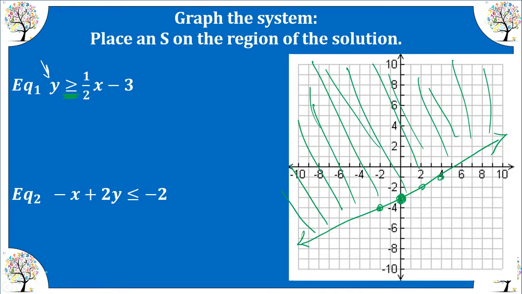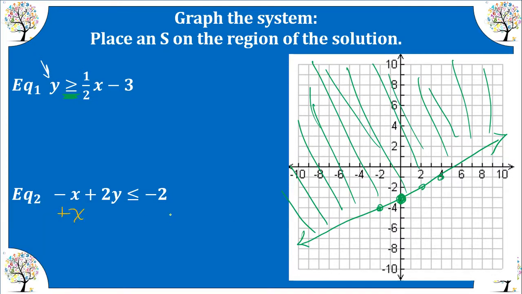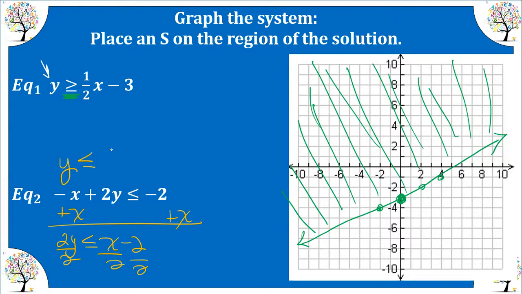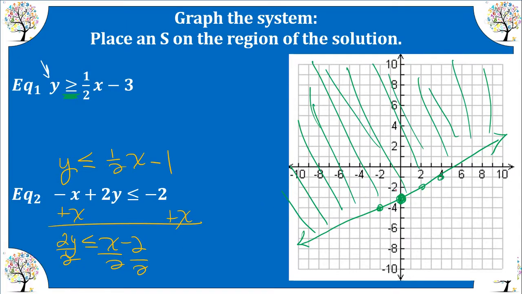Okay, now let's solve for this one here. We're going to add x to both sides. We're going to have 2y is less than or equal to x minus 2. Let's divide by 2. And this new equation is y is less than or equal to 1/2 x minus 1. Let's graph this. We are going to start at negative 1. We are going to go up 1 and right 2.